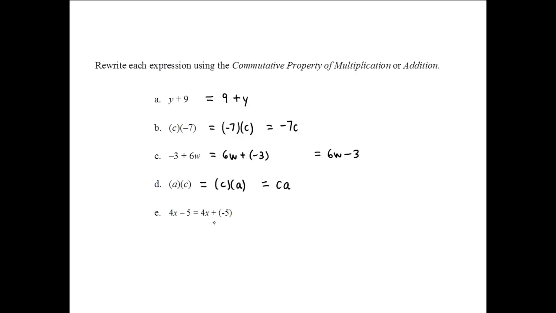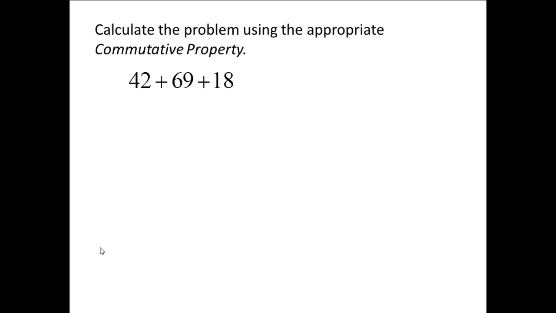4x minus 5 means 4x plus negative 5. Applying the commutative property of addition, we would write negative 5 plus 4x. Calculate the problem using the appropriate commutative property.